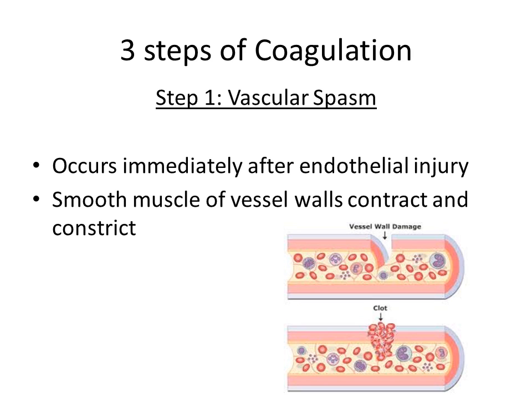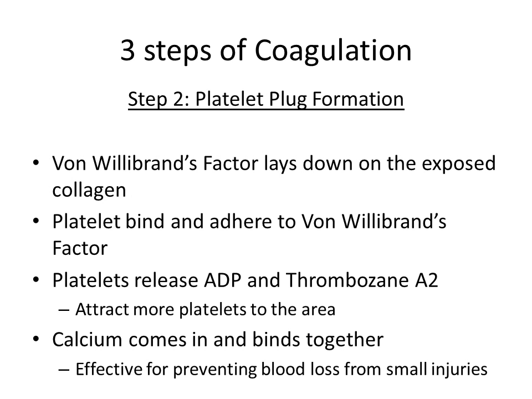So now we're going to talk about the 3 steps of coagulation. This occurs when there is vascular injury. And so with endothelium injury, you can see there's a cut in the slide right here. What happens is that the smooth muscle around the blood vessels will actually contract and constrict to help close off that injured area.